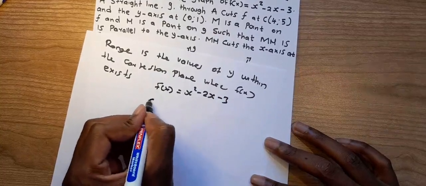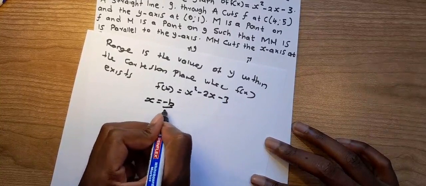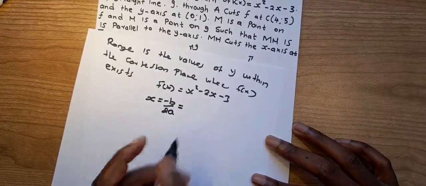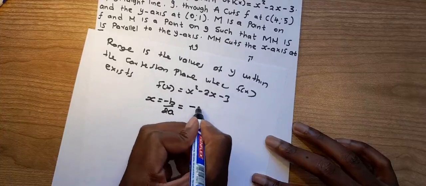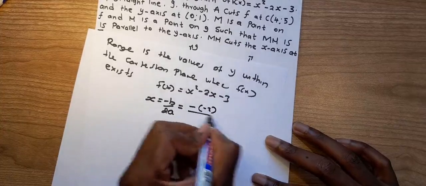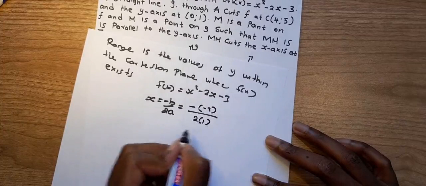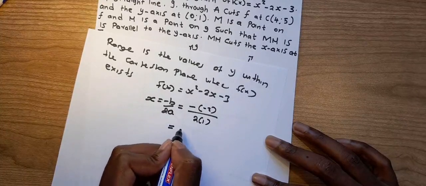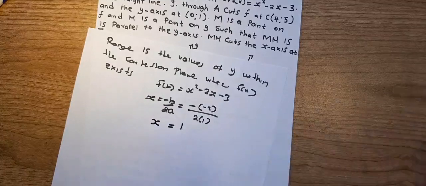So you're going to use the equation to identify the x-coordinate of the turning point. You know this formula, right? Negative b, what is b? b is negative 2, divided by 2a, is 1. You find that your answer is actually going to be 1. So the x-coordinate of the turning point equals 1.